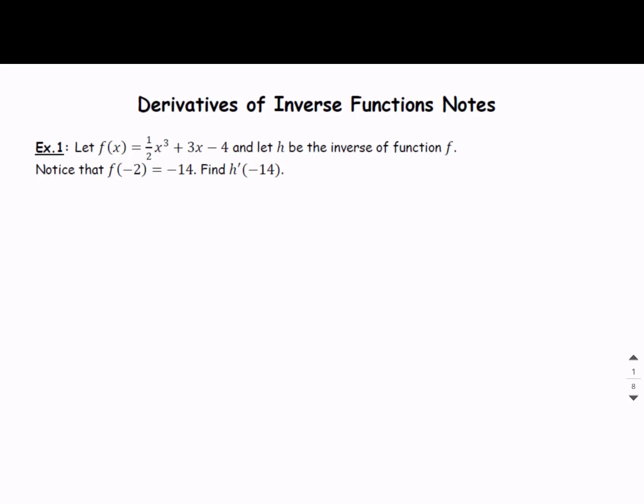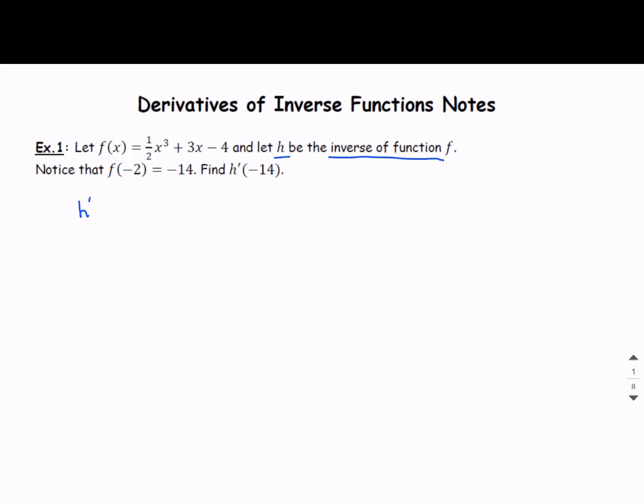Hello everyone. Okay, so today we're going to look at the derivative of inverse functions. So for instance, we have here f of x is 1/2 x cubed plus 3x minus 4, and h is going to be the inverse of function f. And I'm also telling you that f of negative 2 is negative 14. So if I substituted negative 2 into the function f, I would get the answer negative 14. But I want you to find the derivative of h, which is negative 14.